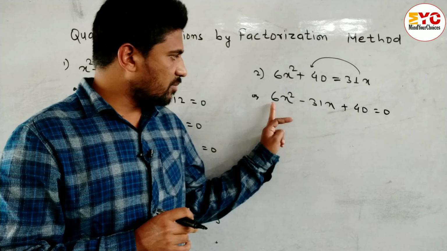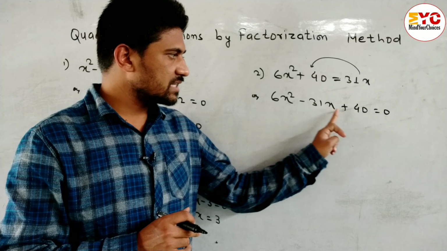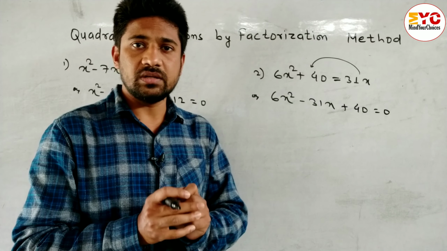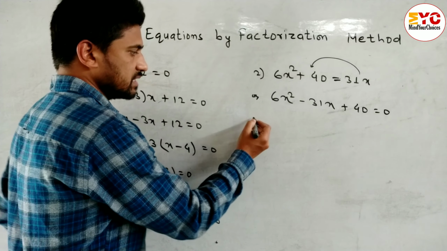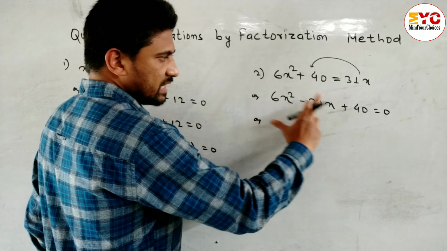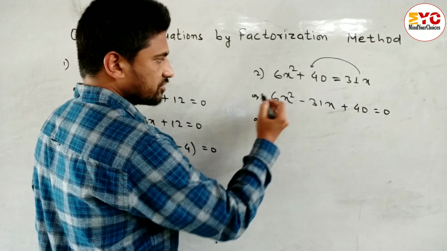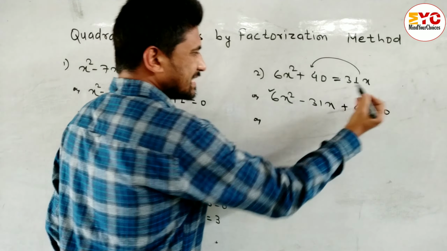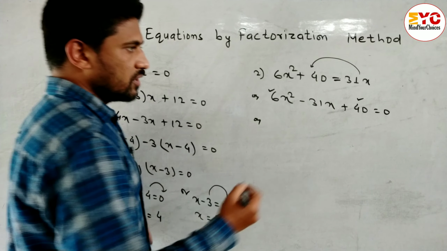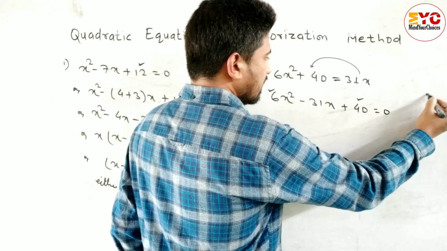Always we have to write in the form of ax square plus bx plus c. Plus or minus signs, no problem, we just have to arrange it first: x square, then x, then the number. Now what we have to do is factorize. First of all, we have to multiply 6 and 40. 6 into 40 is 240.